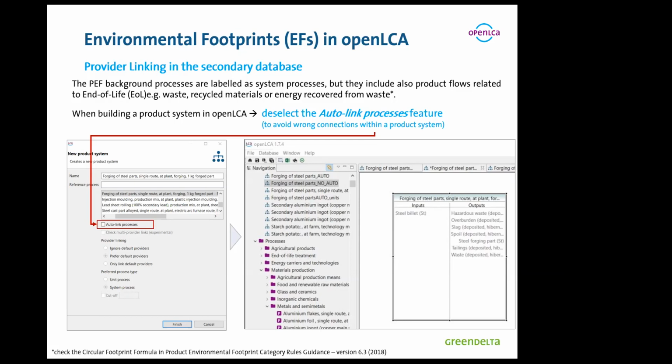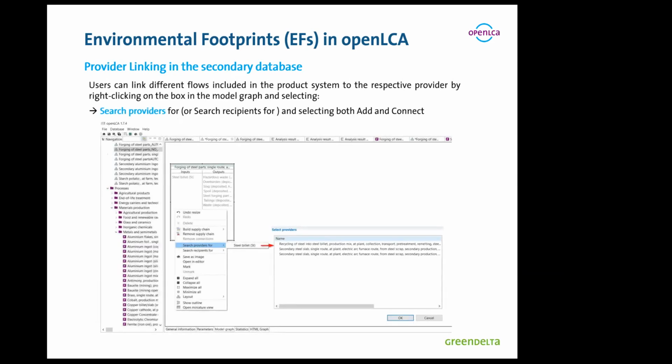And since you have these peculiar processes in this dataset, you have to pay attention when building a product system directly from these processes. While building the system, you have to deselect the auto-link feature that I highlighted here in the slide, in order to avoid a wrong link in the product system. So basically you just have a box, as you can see on the right side, without any link. But of course, if you want to take into account some recycled material coming from other processes, I suggest to manually link this process in the product system to a potential provider of this specific flow.